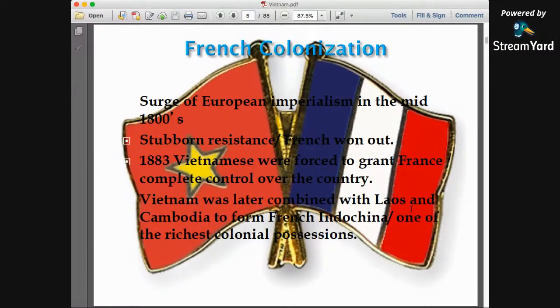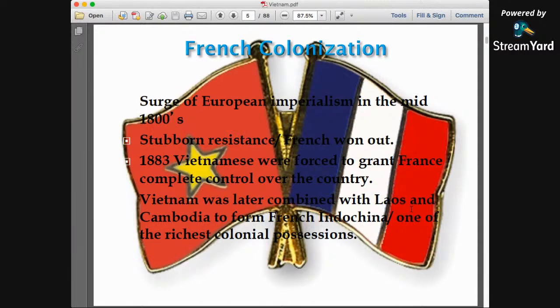There was stubborn resistance, and this is many generations after Le Loi would become the first emperor. There was a stubborn resistance, but the French eventually won out. In 1883, the Vietnamese were forced to grant France complete control over their country. Vietnam was later combined with Laos and Cambodia to form French Indochina, which was one of the richest colonial possessions.